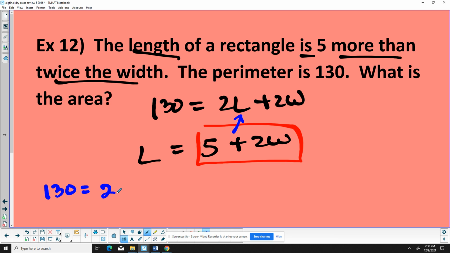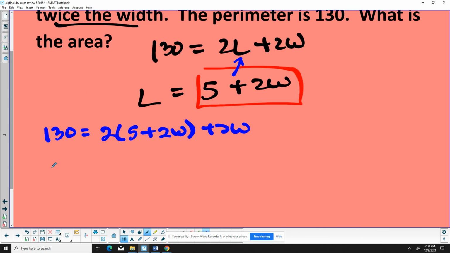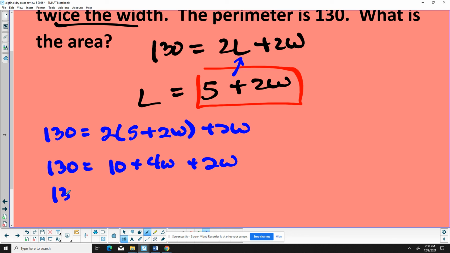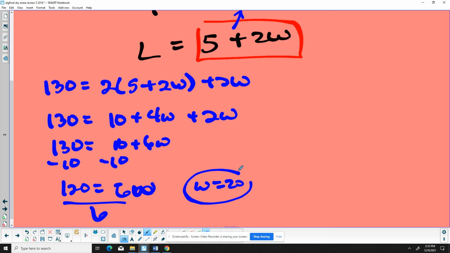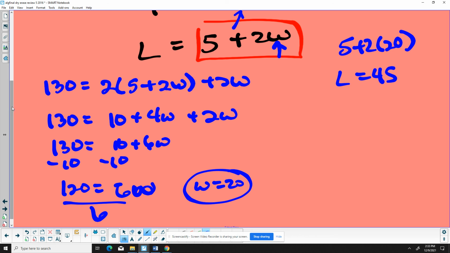So 130 equals 2, and then put the quantity in. So that's 130 equals 10 plus 4W plus 2W. So we'll combine the W's and then subtract 10. And divide by 6. So W is 20. So if I take the W and put it back here, 5 plus 2 times 20 is 45. So L is 45.